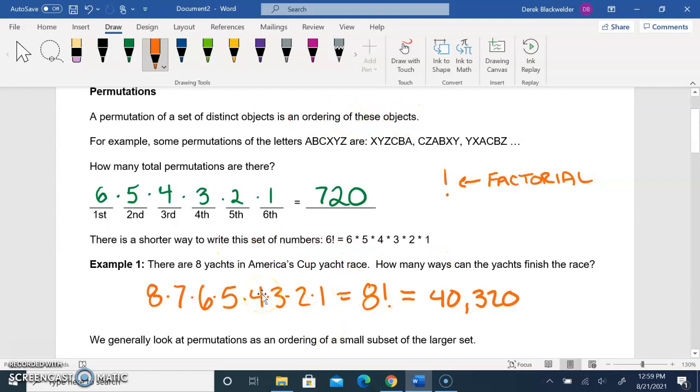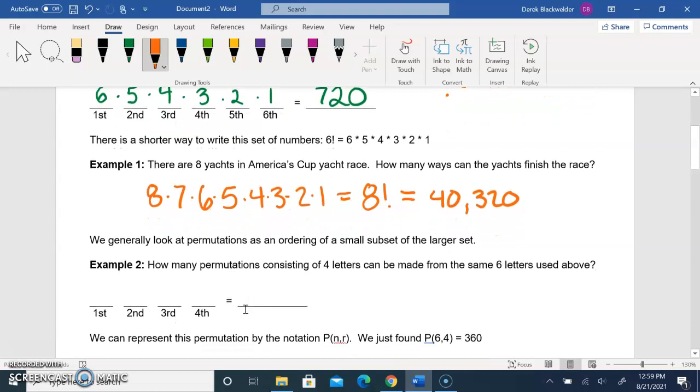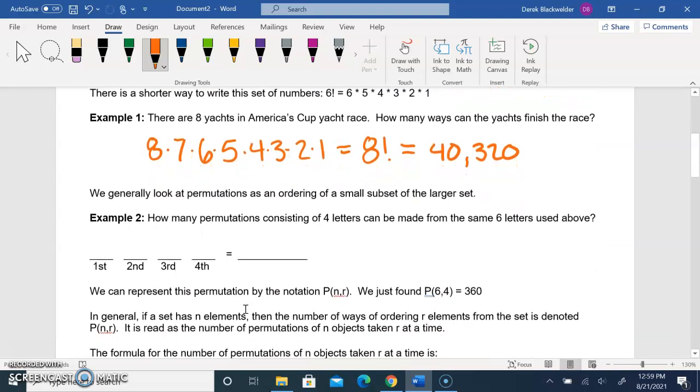So these are always the questions you want to ask yourself: does order matter? There will eventually be cases where it doesn't matter what order they're in. So let's say, and this is what's going to more commonly happen, you're going to be given a big set, and then you're going to take a subset of that and figure out how many ways we can rearrange that subset.